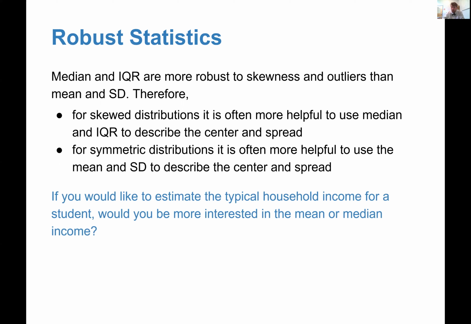So if you'd like to estimate the typical household income for a student, would you be more interested in the mean or median income? That depends on if student income is something you expect to be symmetric or skewed. I think a good guess would be that it would be skewed, because you could have a few students who have awesome jobs that pay them much better than their fellow students, and it would be skewed to the right.